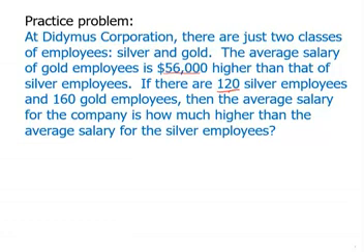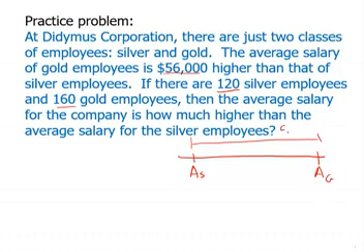Then we're told the size of the 2 groups. And we want to know the average salary for the company is how much higher than the average salary for the silver employees. Well, let's think about this. On a number line, somewhere there'd be an average for the silver. Somewhere higher, there would be an average for the gold. The difference between these is 56,000. And we'd expect the average for the company, of course, it would have to be between them.